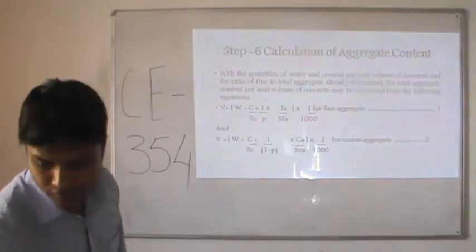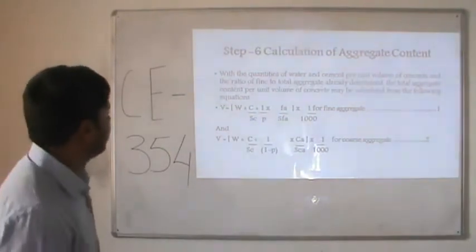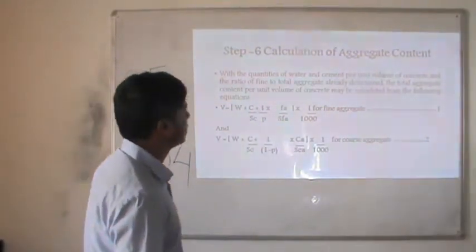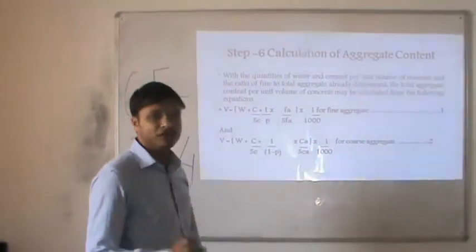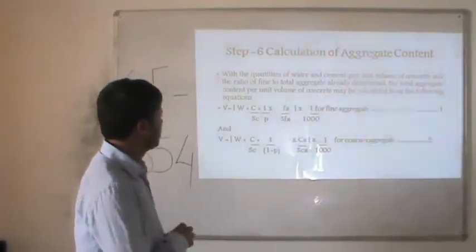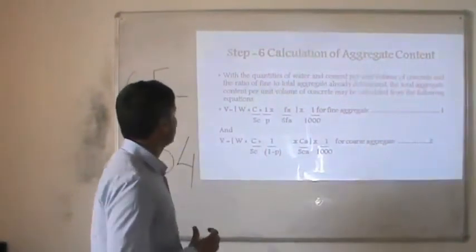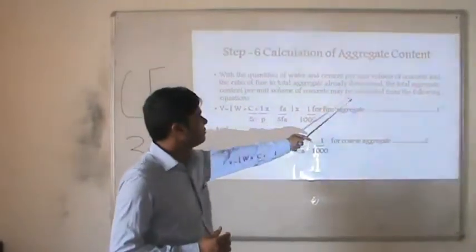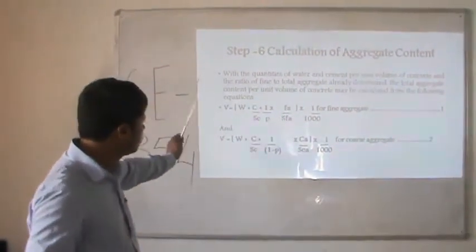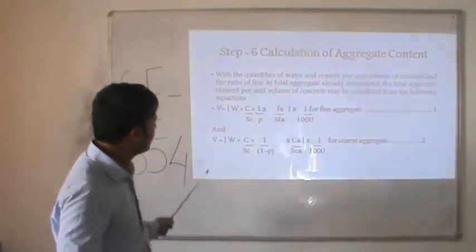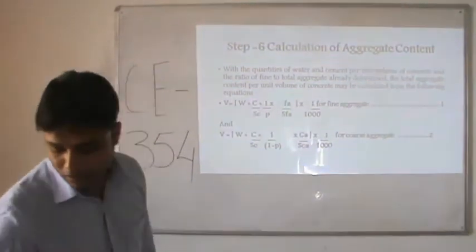Now, step 6: calculation of aggregate content with the quantities of water and cement per unit volume of the concrete and the ratio of the fine to total aggregate already determined. The total aggregate content per unit volume of the concrete will be calculated from this formula. This is the mathematical value which you will calculate for fine and for coarse from the absolute value which we got earlier.